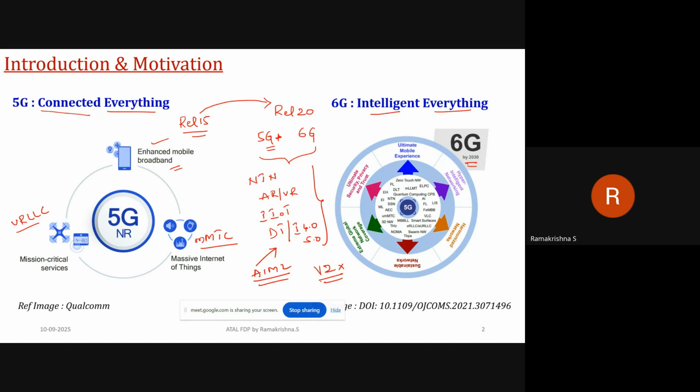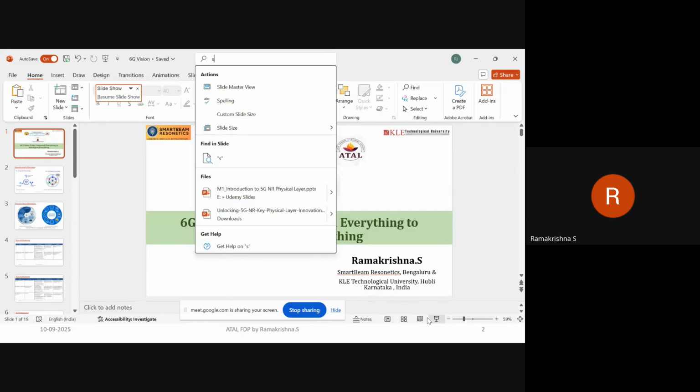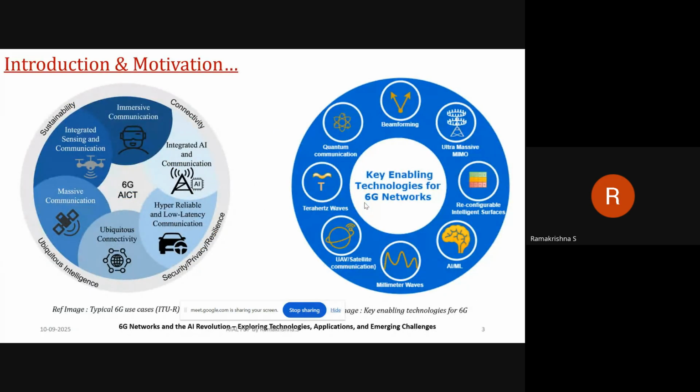So what kind of networks are we going to obtain? When we look into that, we are going to have networks which are self-adaptive, then energy efficient, and then semantically intelligent. Such kinds of networks are coming up. This is one of the outlines of 6G technology, and these are the major motivational points.